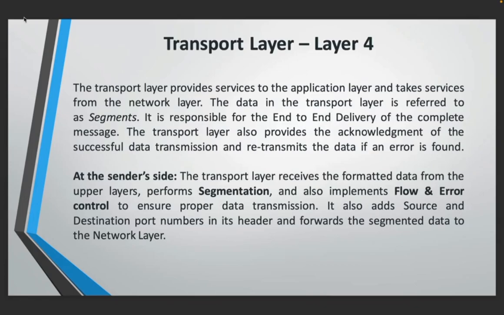The transport layer receives the formatted data from the upper layers, performs segmentation, and also implements flow and error control to ensure proper data transmission. It also adds source and destination port numbers in its headers and forwards the segmented data to the network layer.